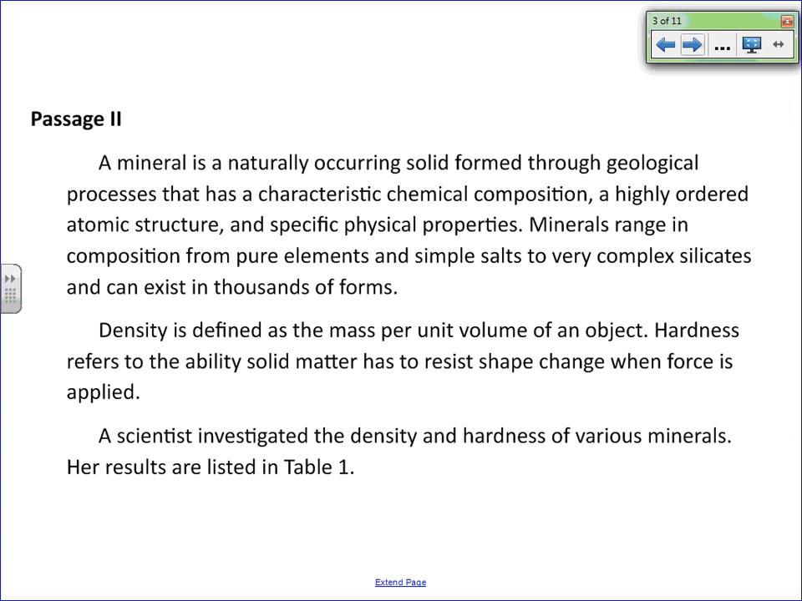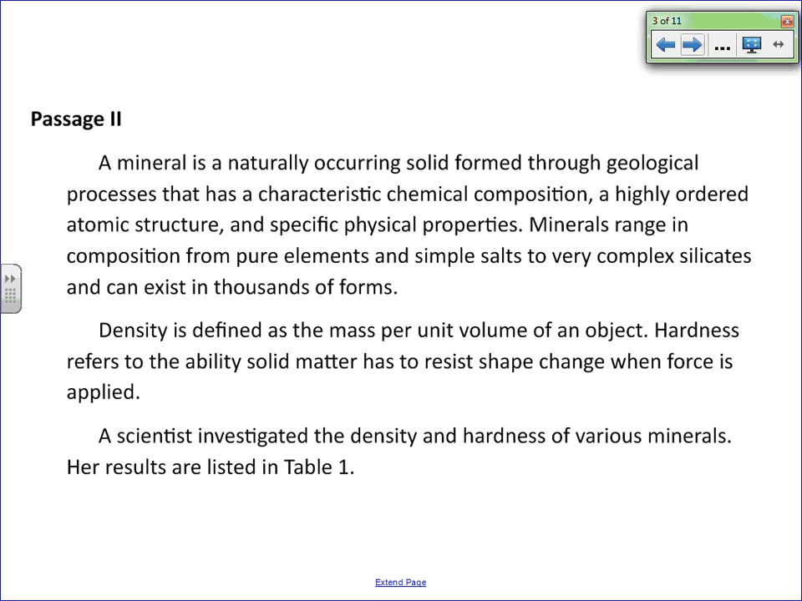So let's take a look at the passage. As we read through the passage, you should have a pen, pencil, or highlighter in your hand. As we read through it, you want to circle, highlight, or underline any word that jumps out at you as confusing, new, or that you don't know, so that we can eliminate vocabulary as an issue of confusion.